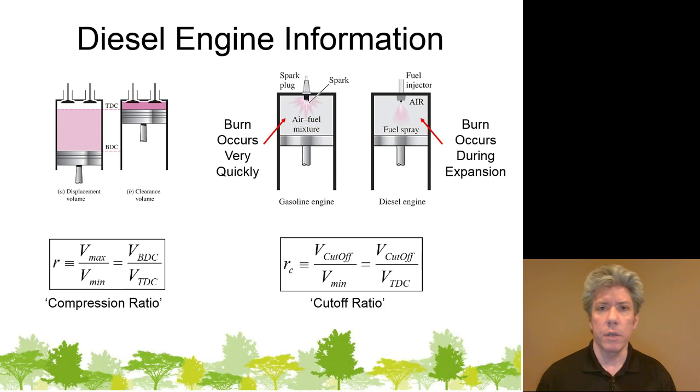Now, the cutoff ratio is given a similar symbol to the compression ratio, and it even sounds the same because both have a C word, right? Cutoff versus compression. But the cutoff ratio is different than the compression ratio. It has the same denominator, right? It's the minimum volume, or the volume at top dead center. But in the numerator is the volume of the system when the fuel spray is cut off. That's why it's called the cutoff volume, and therefore the cutoff ratio. So all this really does for us is help us quantify, or put a number to, the point when the fuel spray is cut off in the diesel engine.